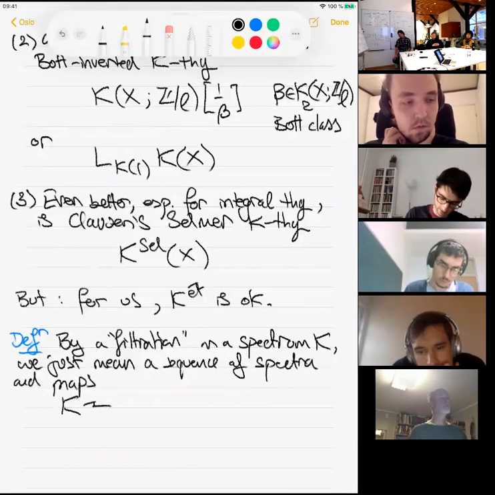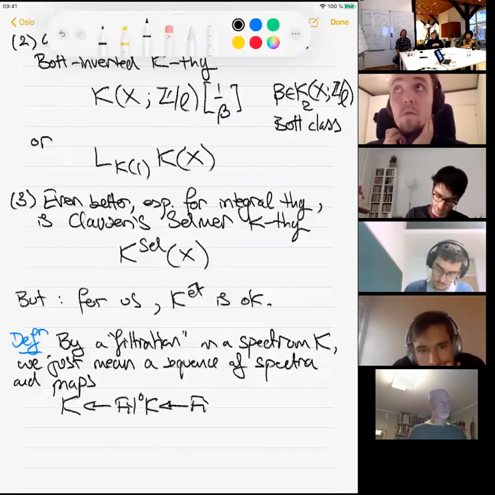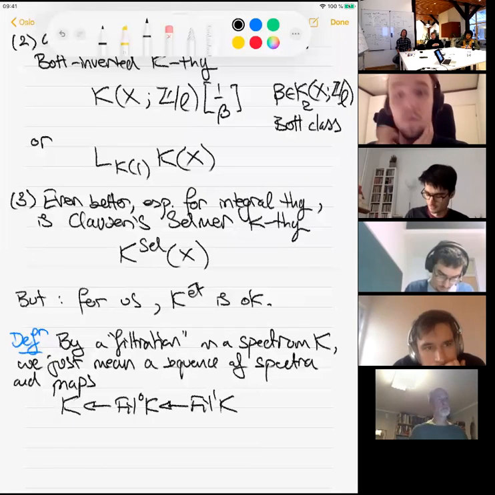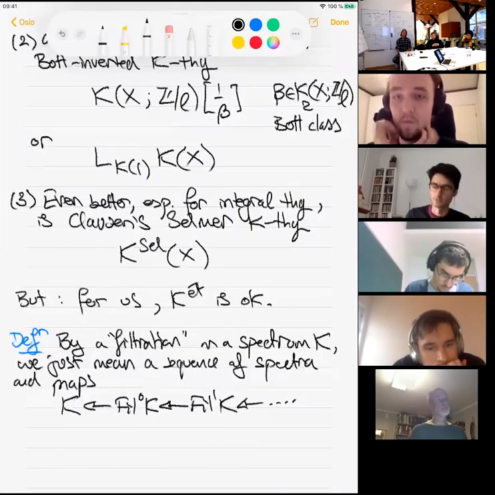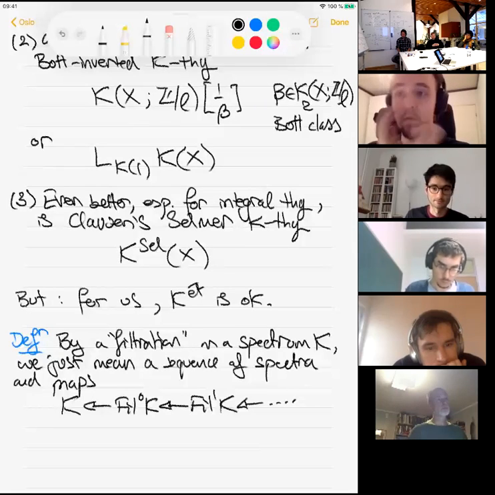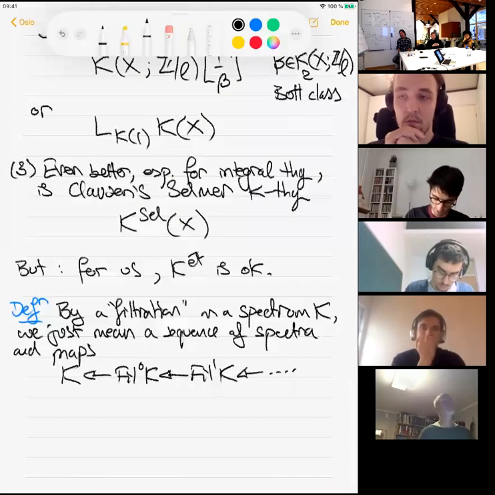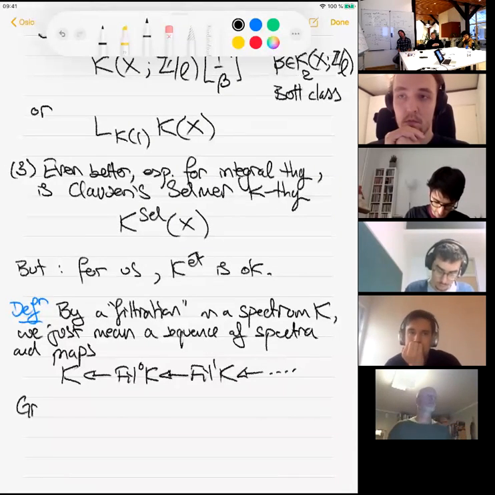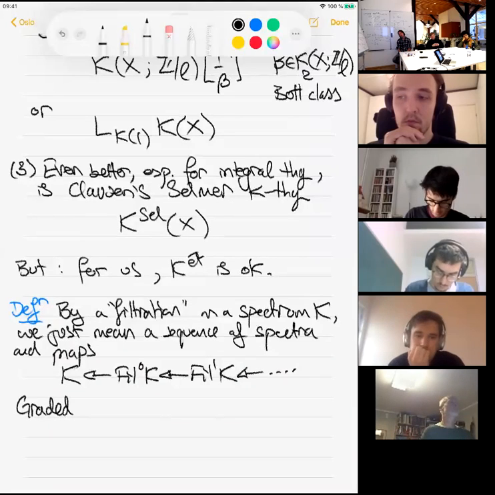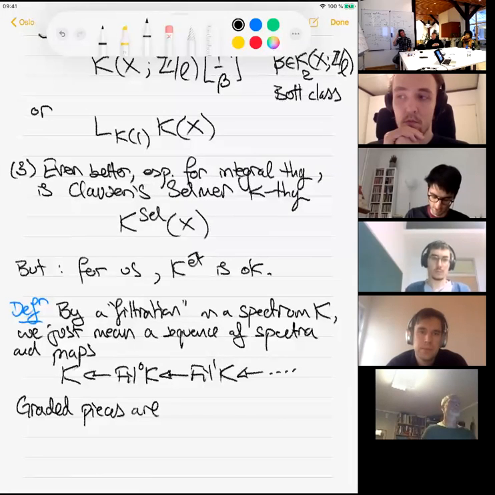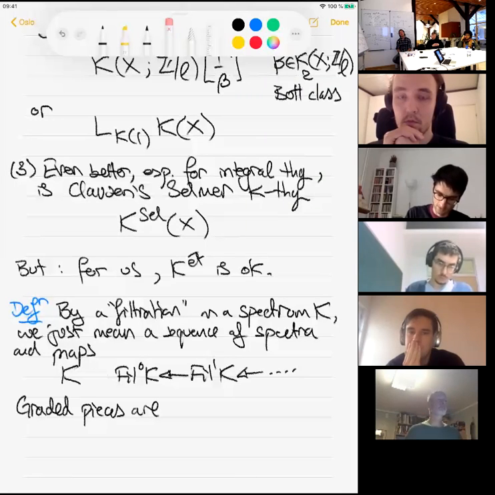So I've got K, I've got the zero step of the filtration, I've got the first step of the filtration, and so on and so forth. In fact, all my filtrations will look like that. And then associated to such a filtration, we have, as usual, the graded pieces. Actually, I guess I always even want Fil 0 to be K, otherwise the statement for the graded piece is not really right.